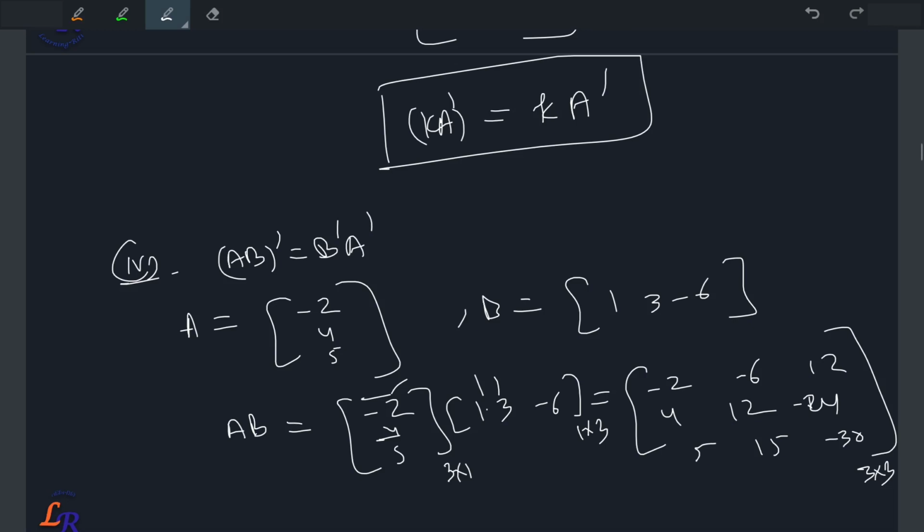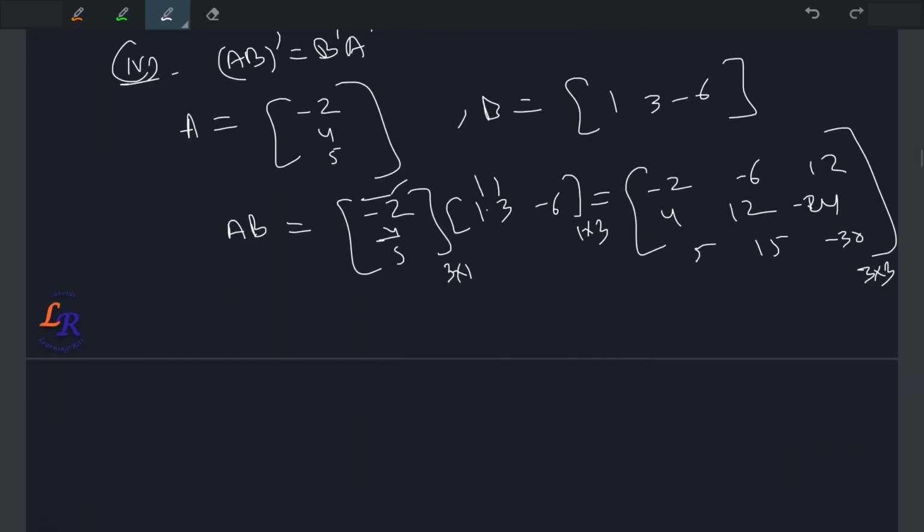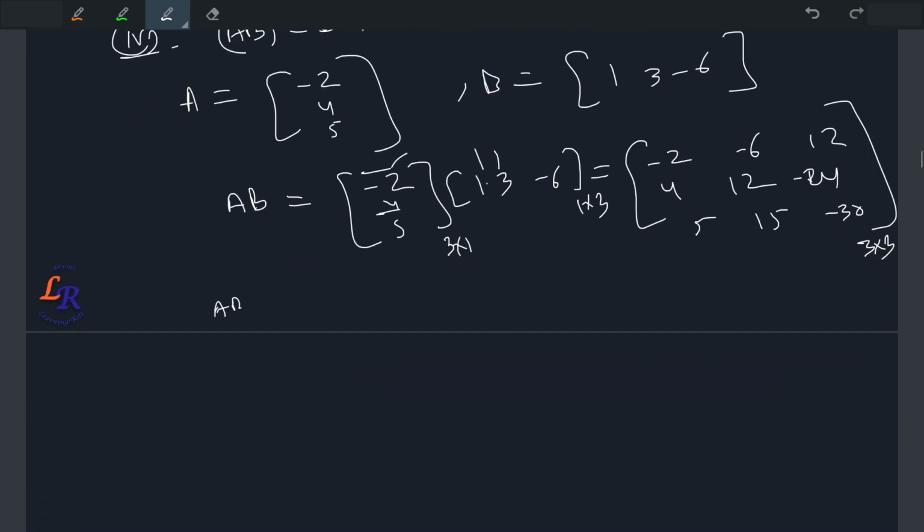Now let's find out what your A B dash is. The A B dash matrix would become, again a 3 cross 3, but rows and columns will be interchanged, so this column becomes this row. So 2 minus 6 plus 12 here, and here it is 4 12 minus 24, and 5 15 minus 30, right? So this is A B dash.